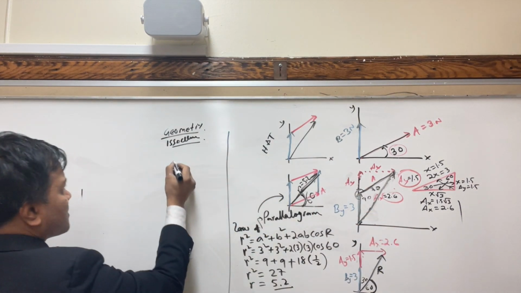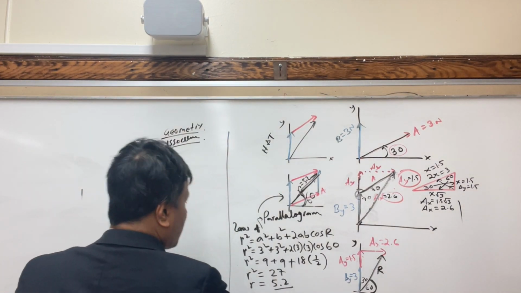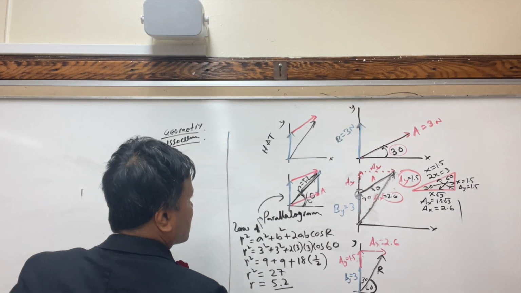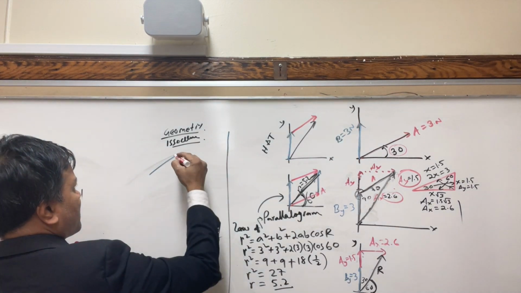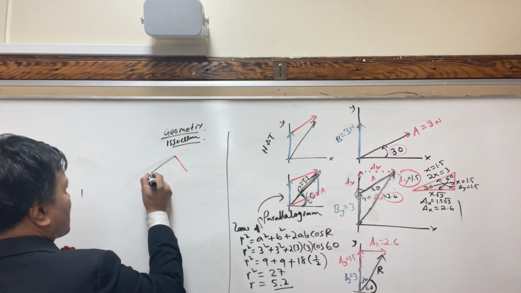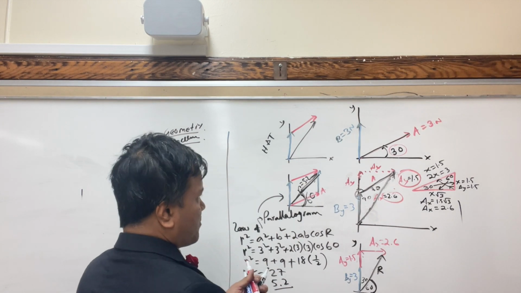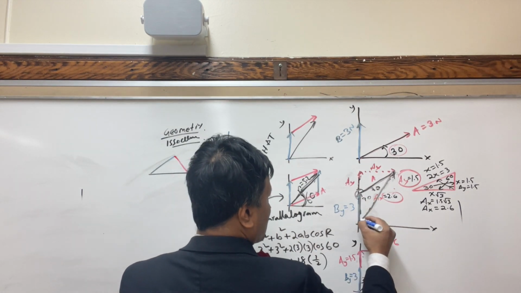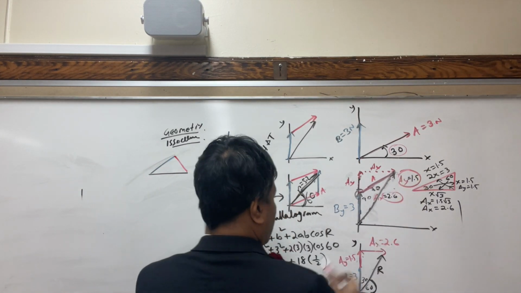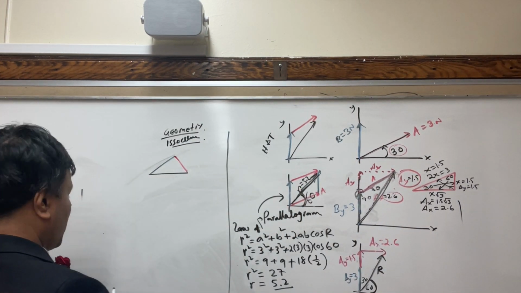Take it, put it here nicely. You can put B blue, A red, A in red, and then R in black. So it matches with everything you did before. B blue, A red, and R black. The blue you already know.